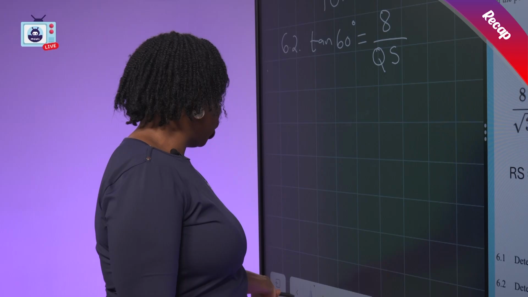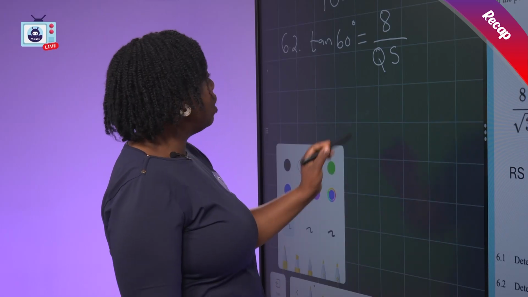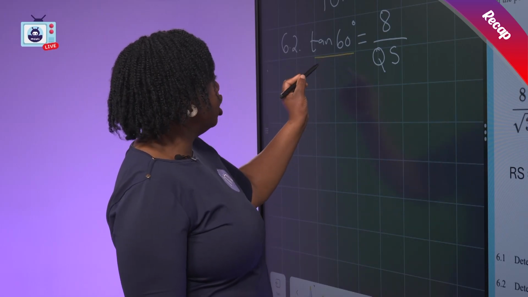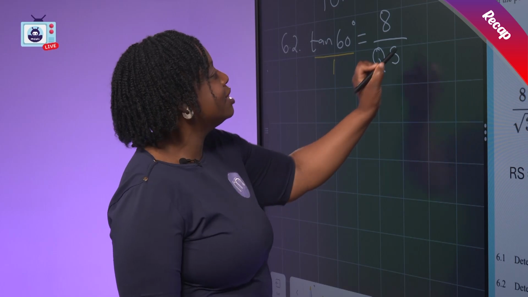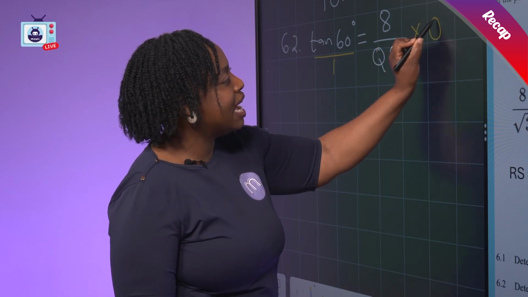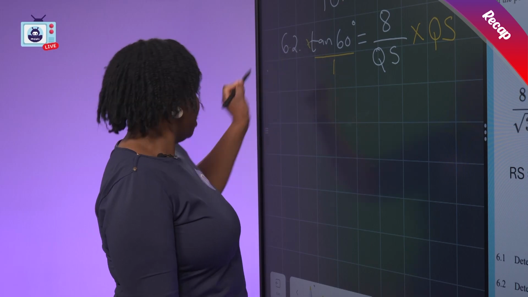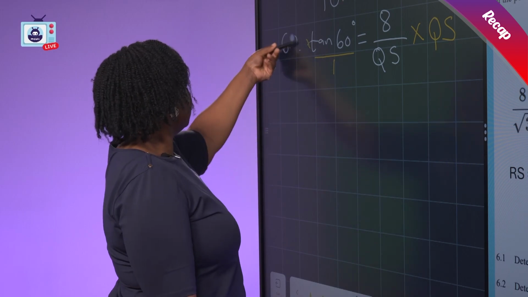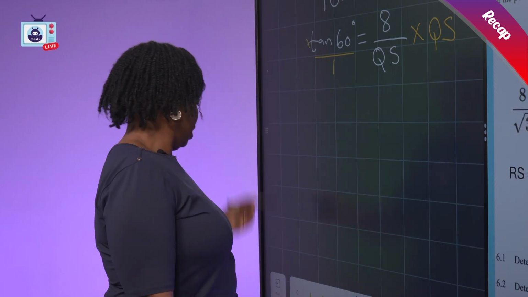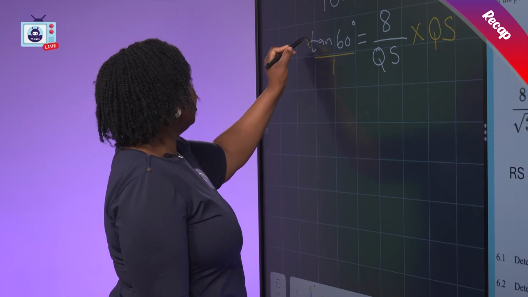So looking at QS, as we did with the other one, we will try and remove the QS. But how do we remove the QS? We must multiply both sides by that QS. So we need to multiply both sides by QS.